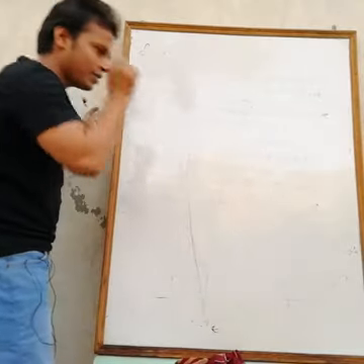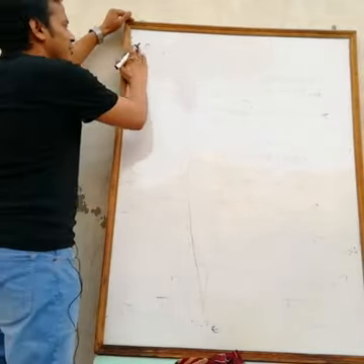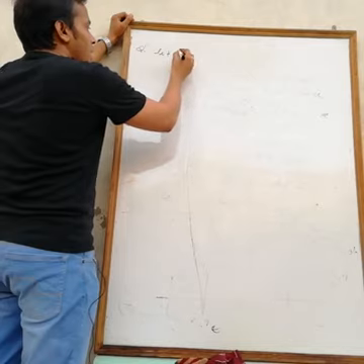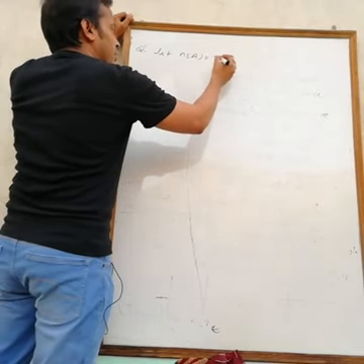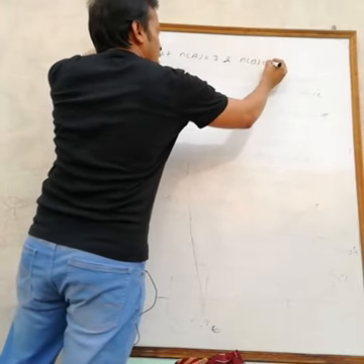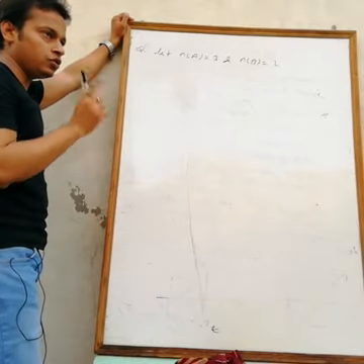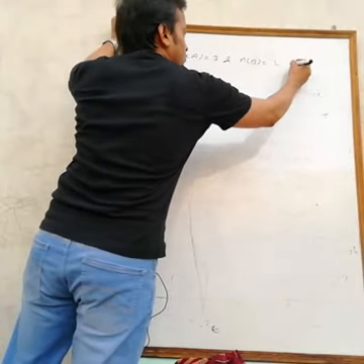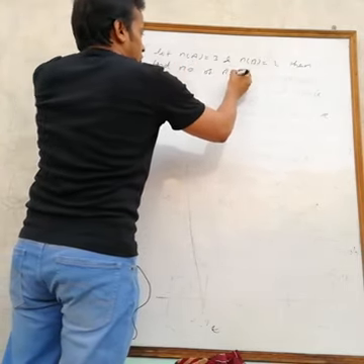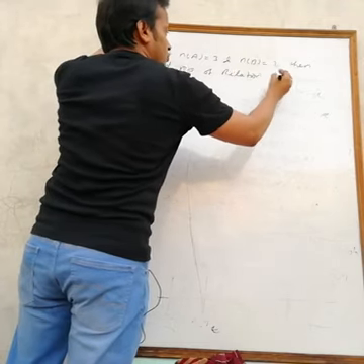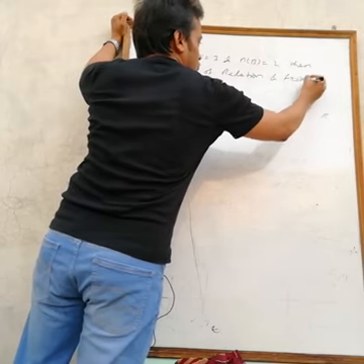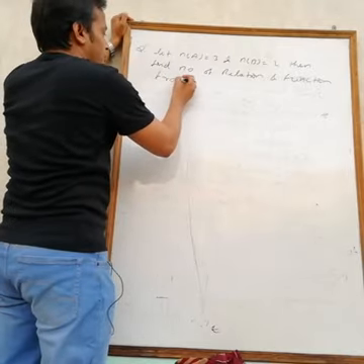Okay, 1 minute. Now can you find? I am taking a question from my side. Let n of A equal 3 and n of B equal 2. Then find the number of relations and functions from A to B.